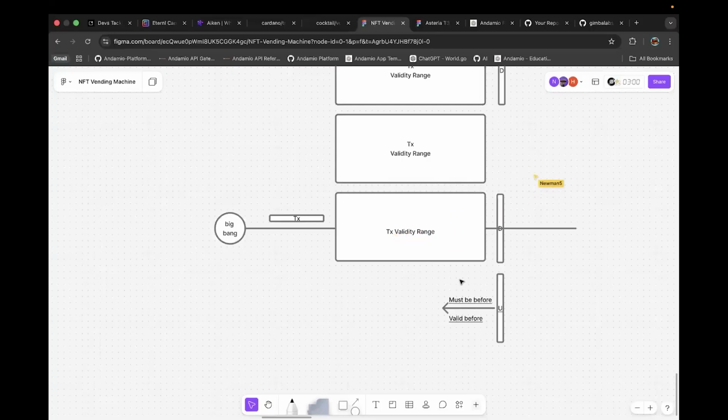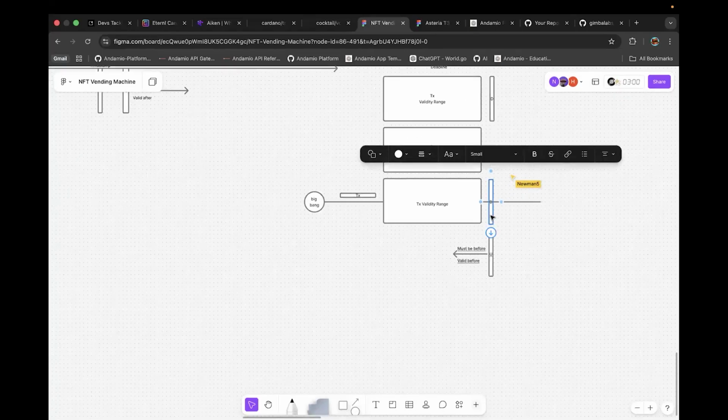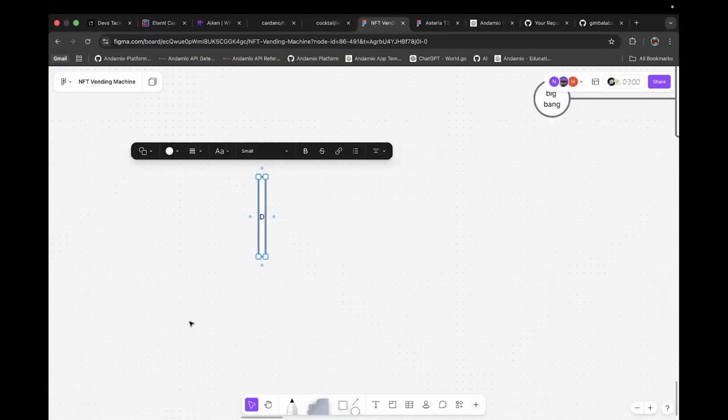Absolutely, I understand now, 100%. Okay, I'm going to clear this up. I'll just repeat what Gideon just said. So we have the deadline. This is a constant timestamp.